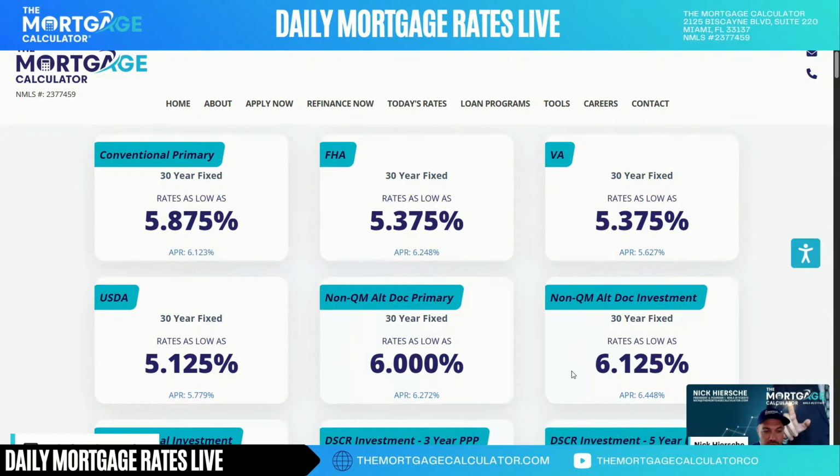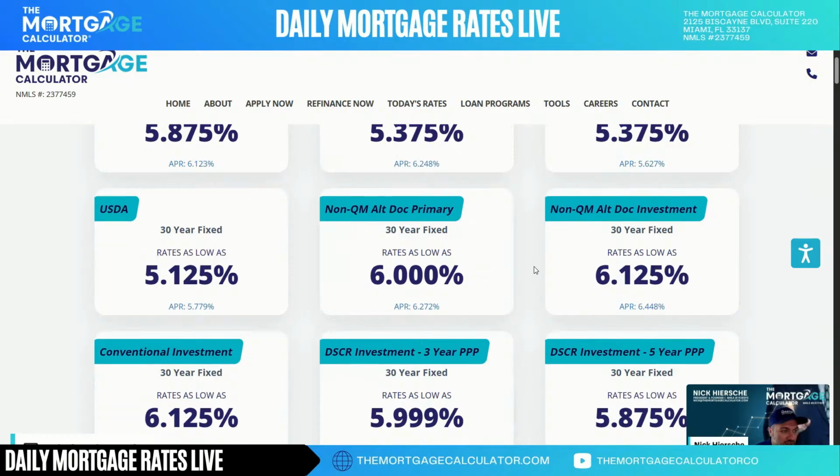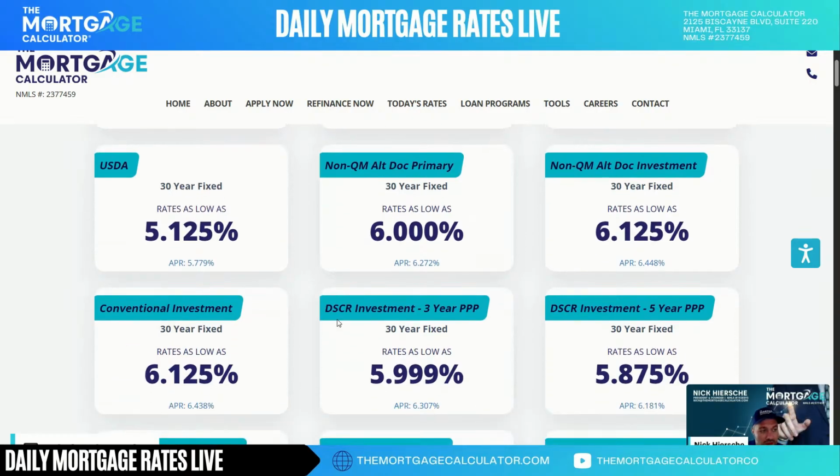We can use investment properties with rates as low as 6.125, final APR 6.448. I believe that's the same as the last time we looked as well. And compare that to conventional for investment properties. Standard 30-year fixed comes in at 6.125 rate, final APR 6.438. So just a touch cheaper.